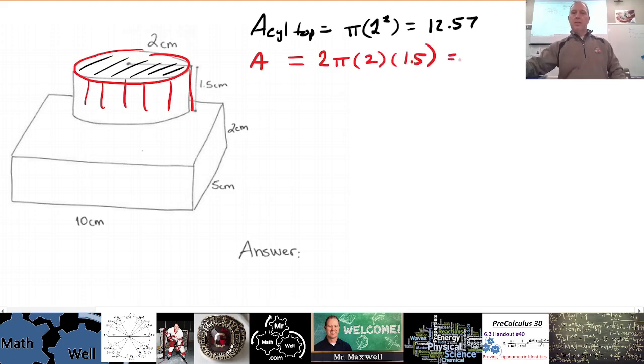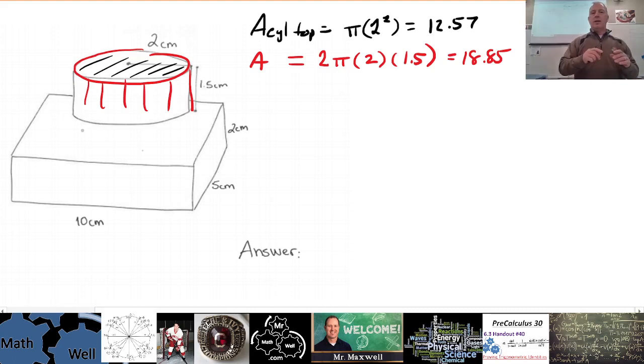All right, so let's give that one a go. So 2, you can use your pi button again and round to 2 decimal places, times pi times 2 times 1.5 is 18.85, I get. 18.85. All right. Moving on.